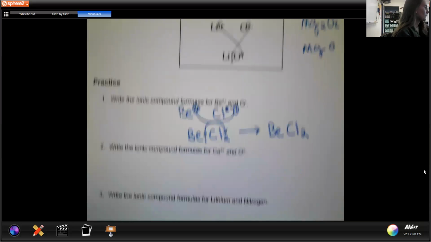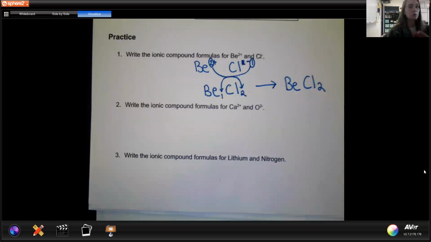Okay, so I'm going to pause for a second. You try to write the ionic compound formulas for calcium with a 2+ charge, so Ca2+, and oxygen with a 2- charge, so O2-.